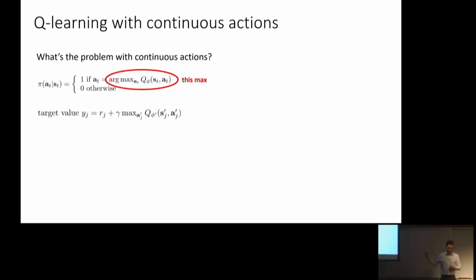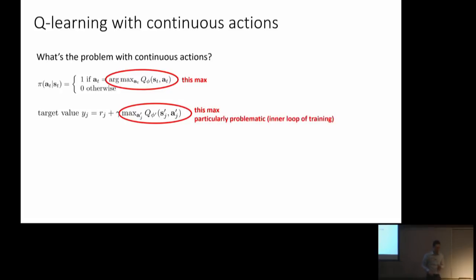Right? And the same problem happens also for the target value. For the target value, you also need the max. And that one is actually perhaps more important, because if you're using a batch, you evaluate this max much more often than you evaluate this max.